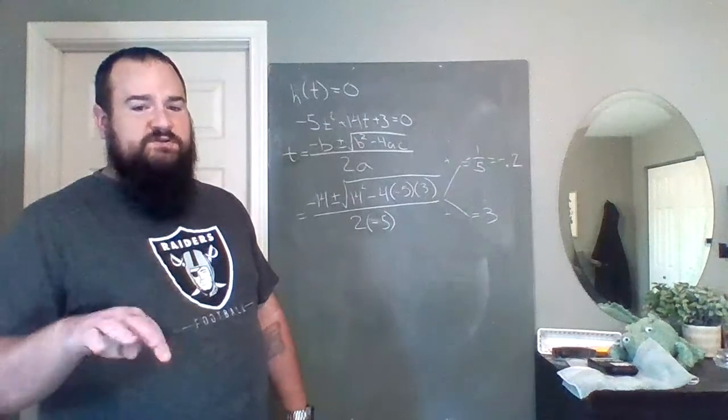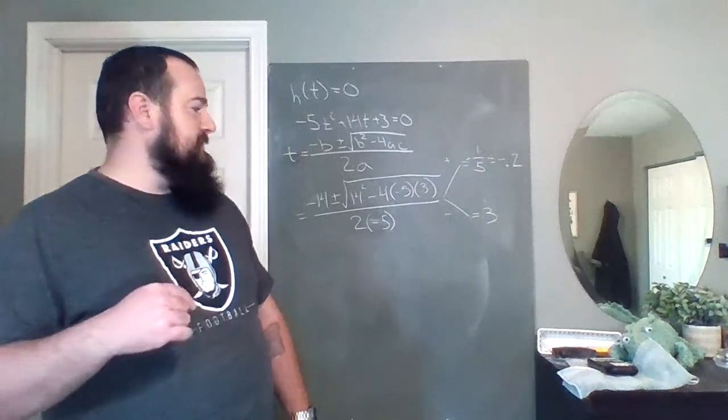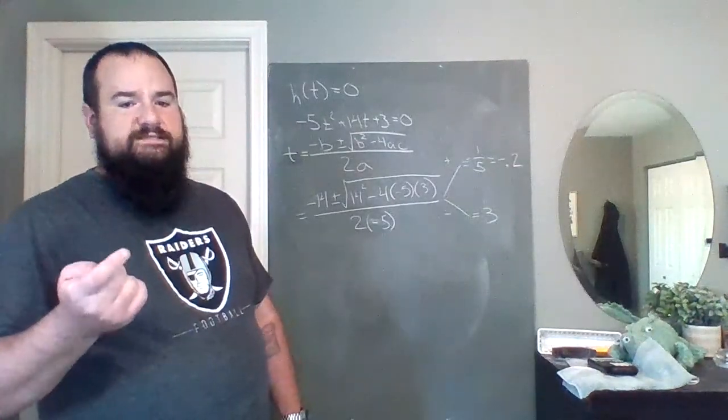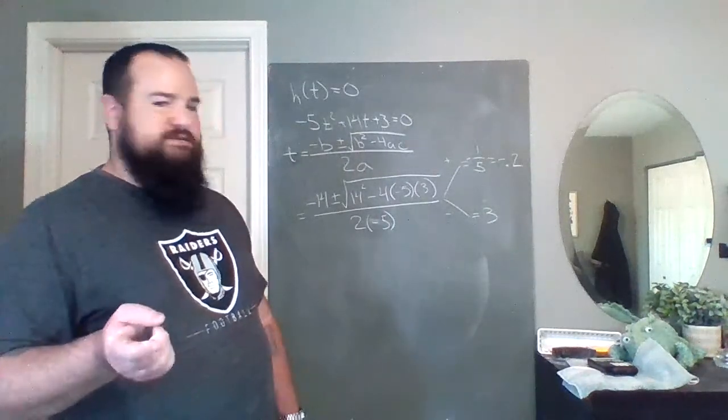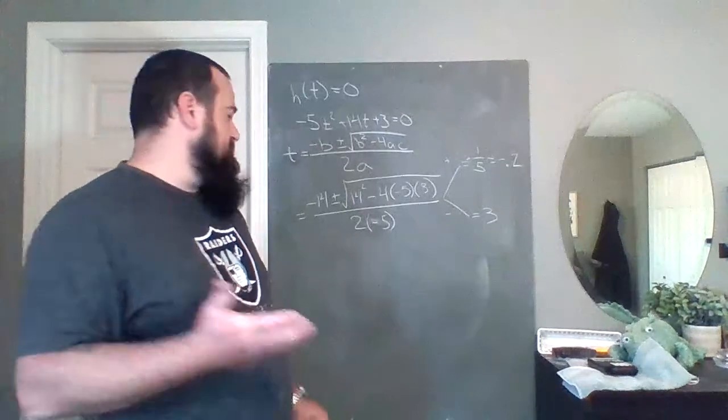I'm not going to erase this. We're going to jump on to problem 4. Problem 4 says, what is the domain and range of the model? Well, the domain and range of the model is very simple.